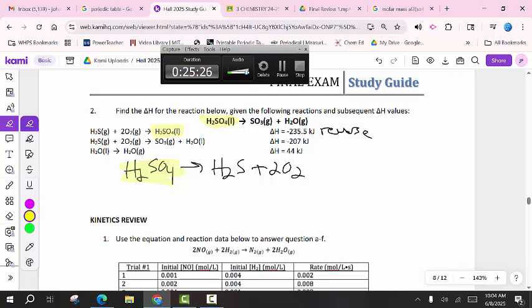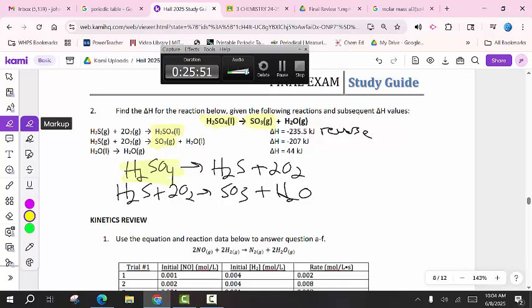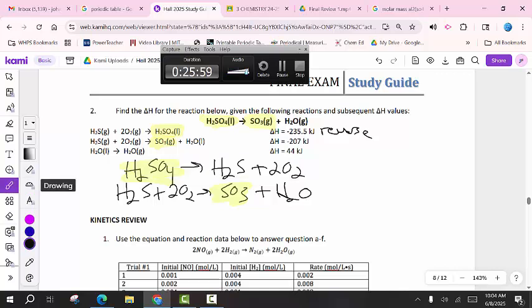And now I'm going to go and look at the next reaction. The next reaction has SO3 here, which is what I'm looking for, and it's on the correct side. So I'm going to go ahead and copy that next reaction the way that it is. H2S plus 2O2 makes SO3 plus H2O. And I'm going to highlight the SO3 to match the product. Okay, so we can start to look for things that cancel out. So I can see that H2S is on both sides and 2O2s are on both sides.